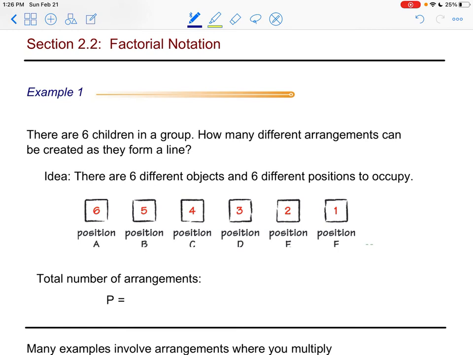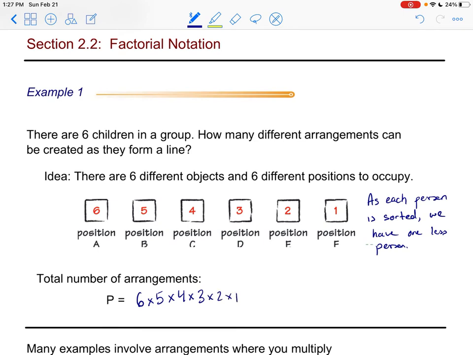So you should remember that when we're doing a problem like this where we're putting one person in and then when we move to the next spot we have one less person. So for these problems, as each person is sorted, we have one less person. So we'll start with our first position. We have 6 choices. Our next position then would be 5, and then 4, and so on, which gives us a total of 720 possible arrangements.